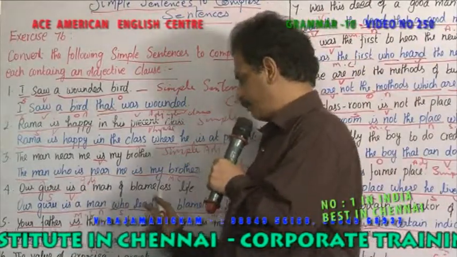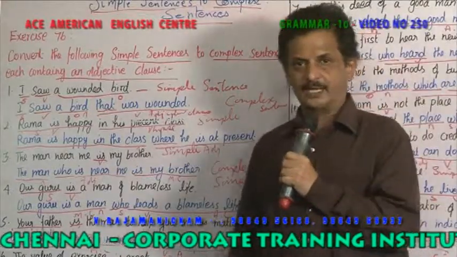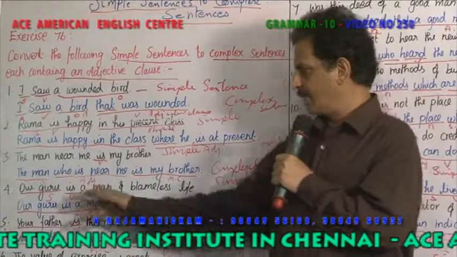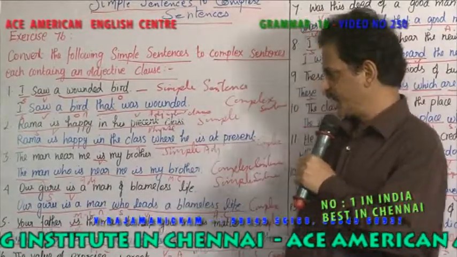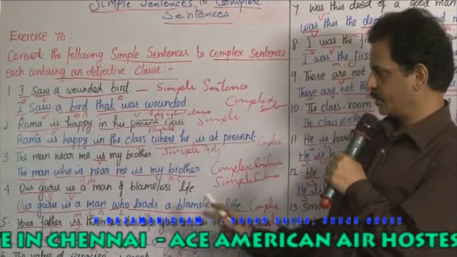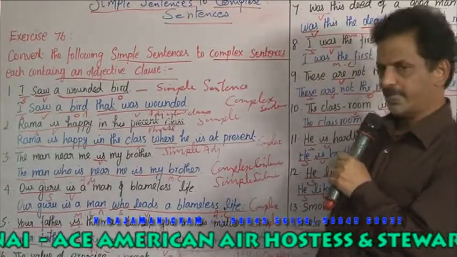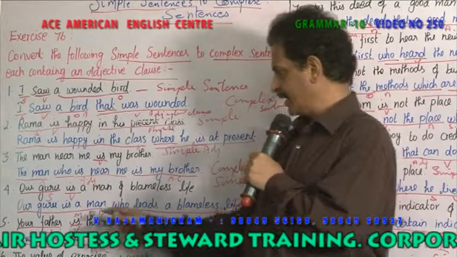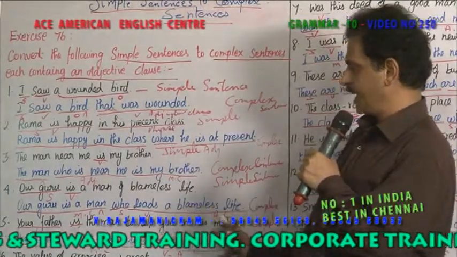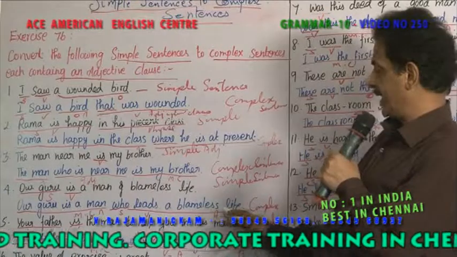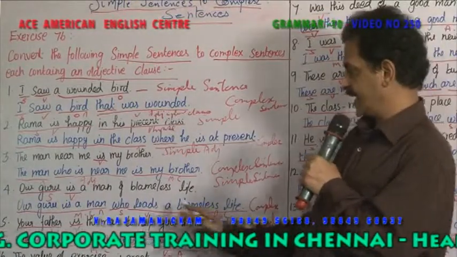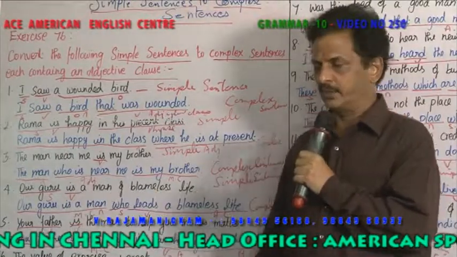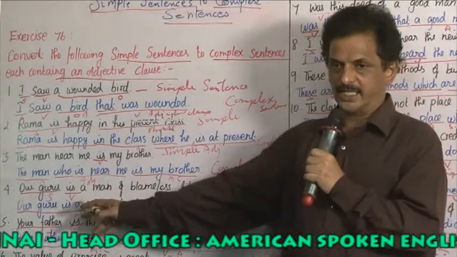Our guru is a man of blameless life, எங்களுடைய குரு சாமியார், அவர் ஒரு மனிதர், எந்த விதமான குறைகளும் அவர் மேல் சொல்ல முடியாது. Our guru என்பது subject ஆக வருகிறது, is என்பது verb ஆக வருகிறது. So ஒரே வினைச்சொல், இது simple வாக்கியம் என்று சொல்கிறோம். இதை complex வாக்கியமாக மாற்றுகிற பொழுது, our guru is a man, எங்கள் குரு ஒரு மனிதர். அந்த மனிதரை பற்றி விவரிக்கிறீங்க. Who leads a blameless life, அந்த குரு எந்த விதமான குறைகளும் இல்லாத வாழ்க்கையை வாழ்கிறார். இந்த who என்பது மனிதரை குறிக்கிறது. ஆக leads ஒரு வினைச்சொல், is ஒரு வினைச்சொல். இது துணை வாக்கியமாக வருகிறது, இது main வாக்கியமாக வருகிறது.